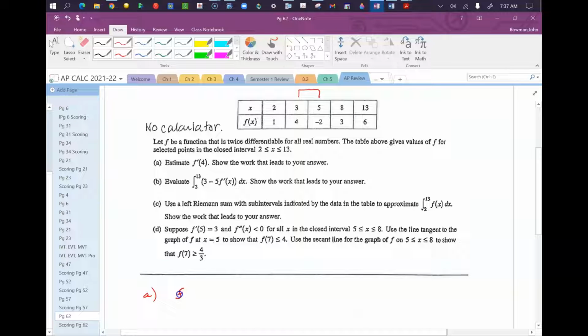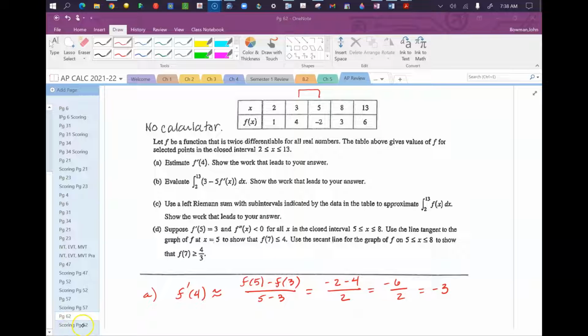So basically f prime of 4 should be approximately equal to the slope of the secant line using the points closest to when x is equal to 4. So we're going to take f of 5 minus f of 3 over 5 minus 3. So we have negative 2 minus 4 over 2, or negative 6 over 2, which is equal to negative 3. And we are not given units for that, so we don't have to worry about units.